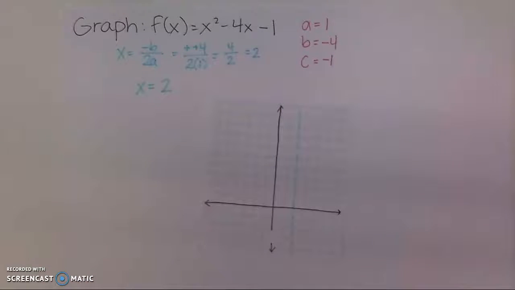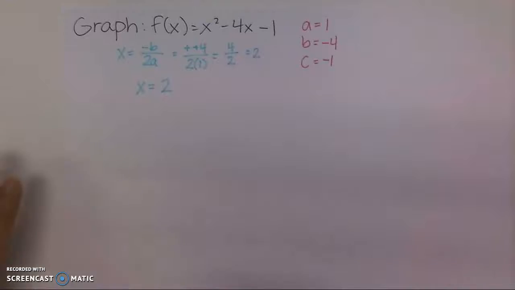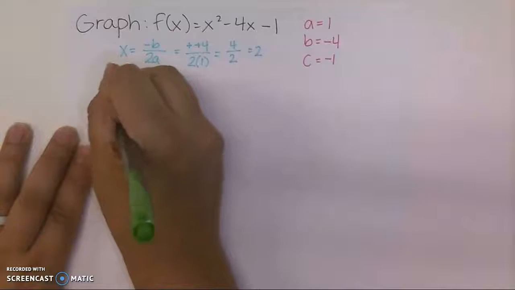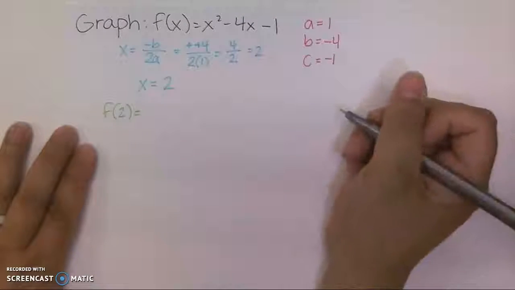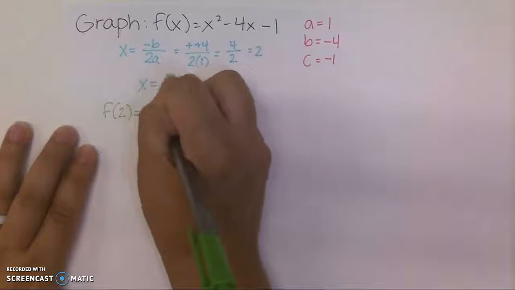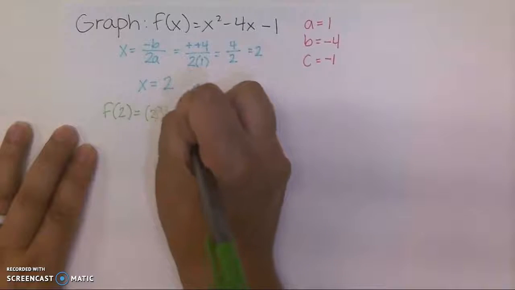I like to be able to see that dotted line so that I know what I need to reflect across, because an axis of symmetry allows us to reflect points across it evenly. Now that I have that 2, I'm going to take that 2 to plug it in to see where my vertex is, because I know that my vertex always lies on my axis of symmetry. So anytime I see an x, I'm going to plug in a 2.